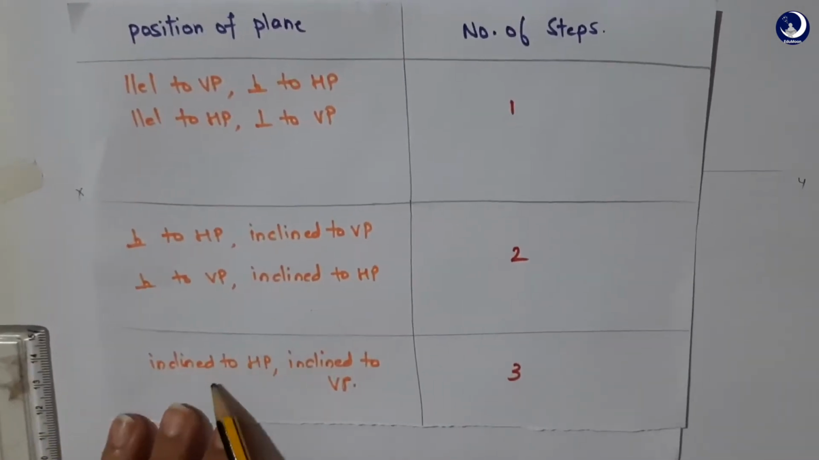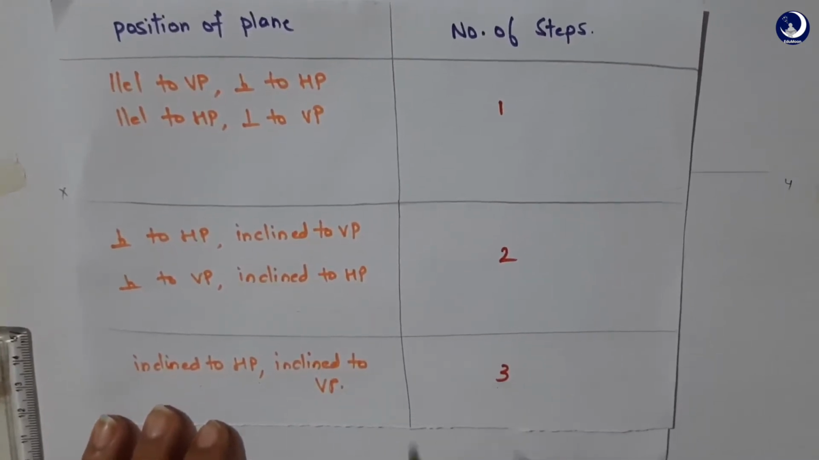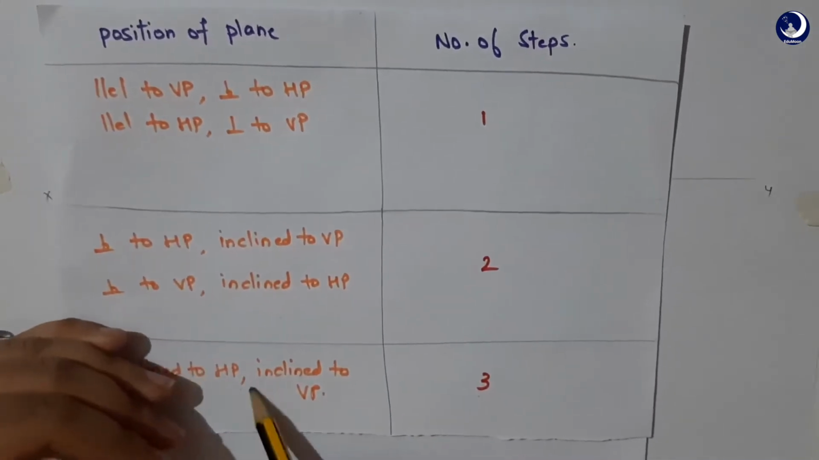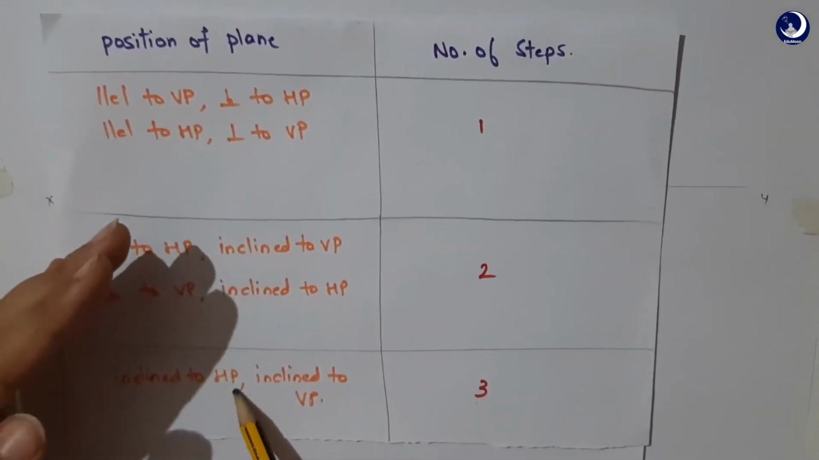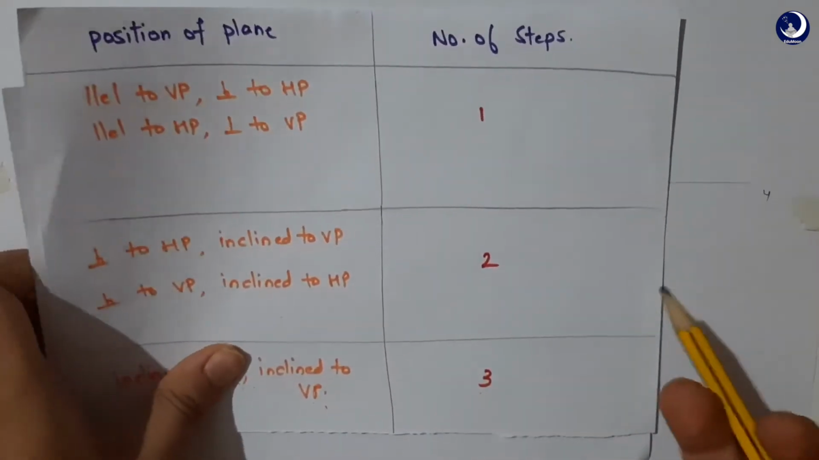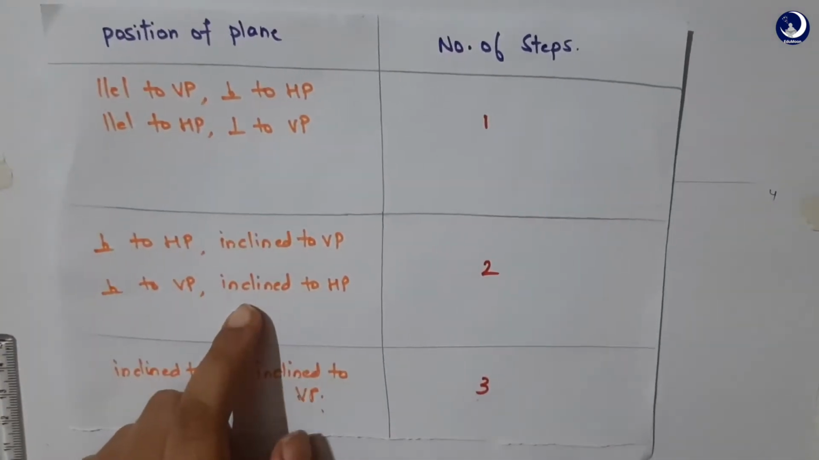That is, when a plane is inclined to both HP and VP, there are 3 steps to solve the question. First you will imagine the plane is not inclined to either HP or VP. Then you will imagine that the plane is first inclined to HP, then the plane will be inclined to VP, and we will get the final drawing. So when I explain this, this question also will be clear.